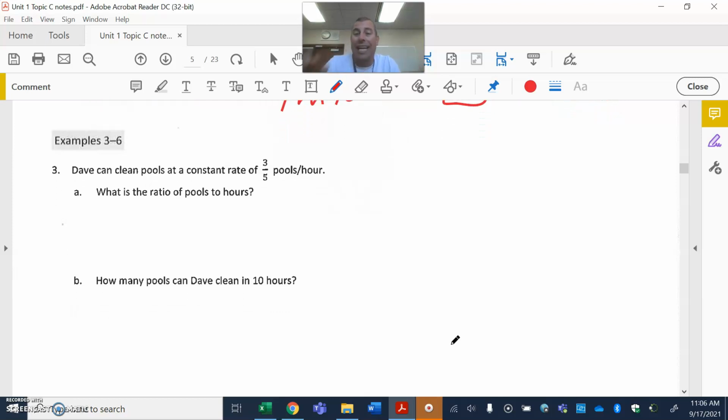Dave can clean pools at a constant rate of 3/5 pools in an hour. So what we want to realize here is 3/5 of a pool. That's less than a whole. So in 1 hour, he is not finishing a pool. So, okay, we can use that for the 1 hour. The problem with that is I don't always like to play with fractions. Whole numbers are nicer. So watch what we're going to do here.